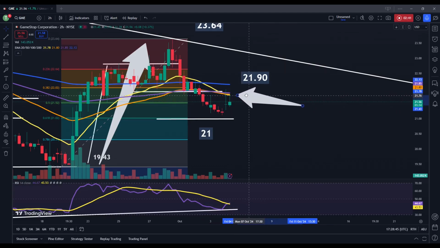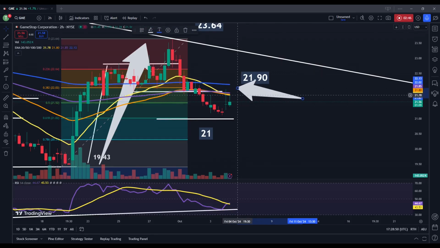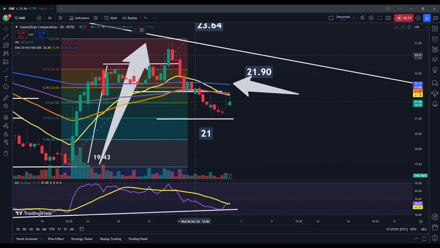In my opinion, what would really need to happen here would be for share prices to break back above at least 22. And really what you would want to see is for share prices to break above 22.15, because that's what would then get you back above the entire exponential moving average cluster, as well as that region of historical resistance.